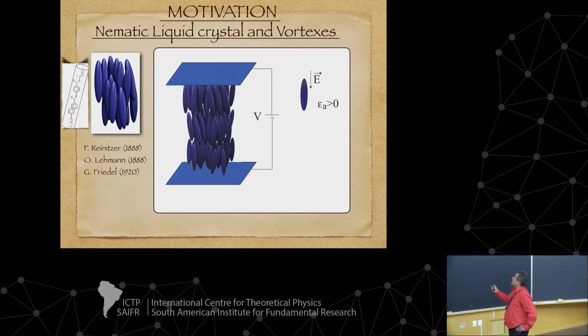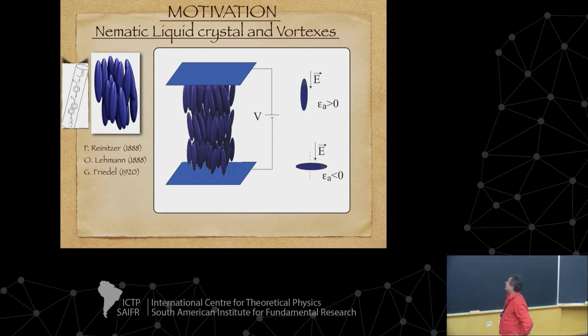But in the case that the quadrupole is in the axis of the molecules, if we apply an electric field, the molecules like to be parallel to the electric field. However, if we design the molecule in the way that the quadrupole is in the orthogonal axis of the molecules, when we apply an electric field, the molecules like to be orthogonal. Okay? Very trivial. But the interesting thing is the following.